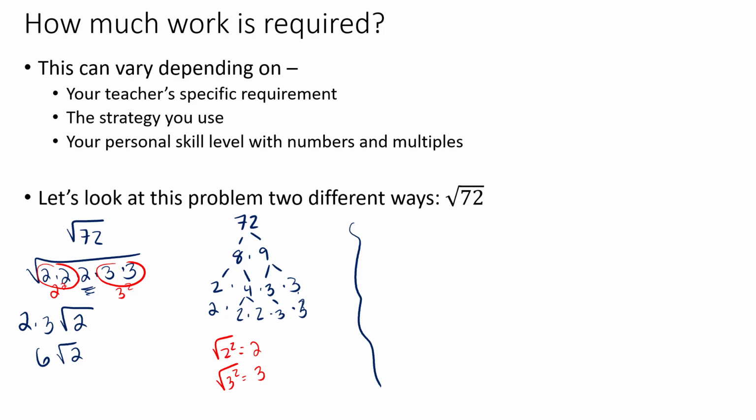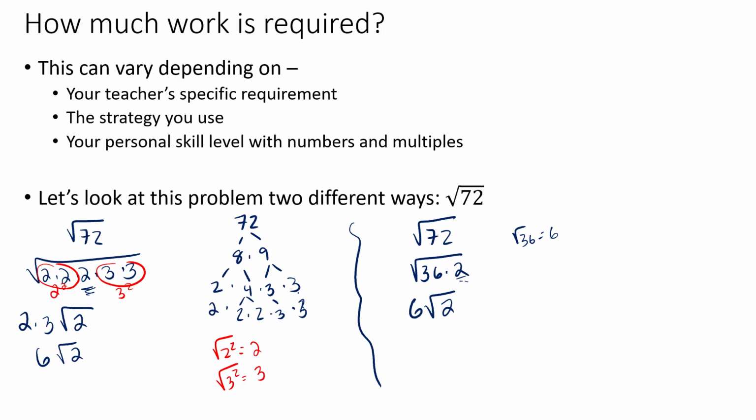Now, this is the way that I would do this. Because I've done this problem a million times, I recognize that 72 is a multiple of 36. So that's 36 times 2. And I know that the square root of 36 is just a 6. And then the 2, I can't take the square root of, and so I would do it that way. So you can see that that's actually a lot less work to do. But again, it depends on what your teacher wants to see, which strategy you're using, and your personal skill level.